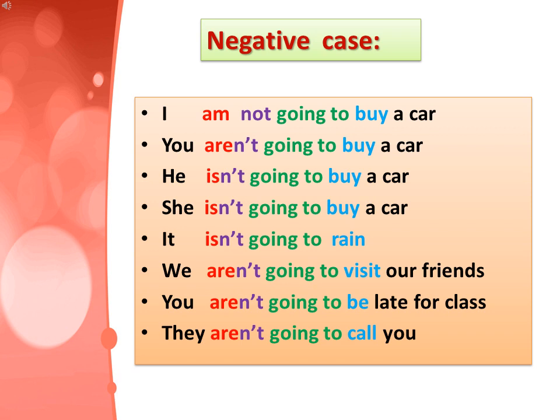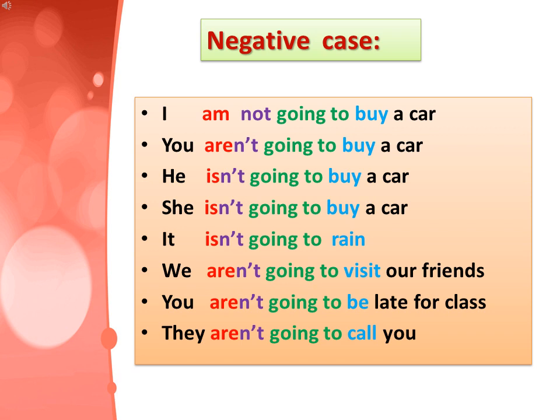Now let's see the negative case. So I'm not going to buy a car. You are not going to buy a car. He is not going to buy a car. She is not going to buy a car. It is not going to rain. We are not going to visit our friends. You are not going to be late for class. They are not going to call you.